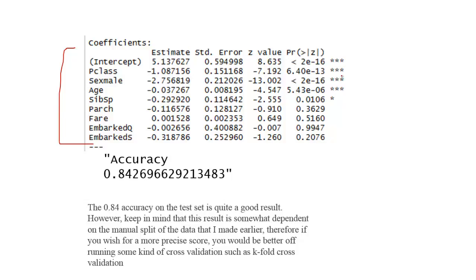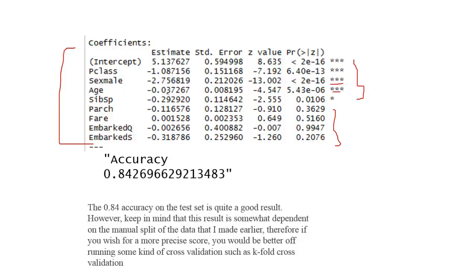And these star things are telling which features are actually playing a role in this classification. Parch, Fare, Embarked Q and Embarked S are actually not fruitful for this classification, so we can just neglect them and train the model again excluding these. And the intercept is good, but actually it's not important. Then Pclass, Sex, Age, and SibSp.